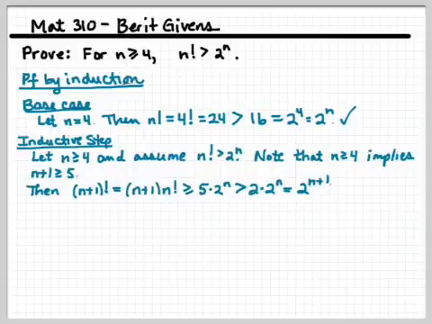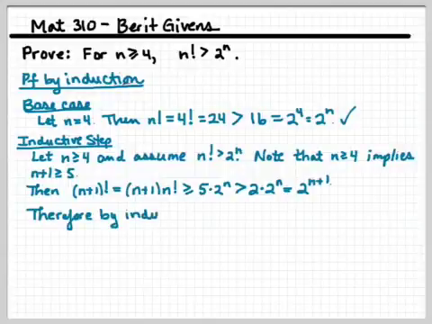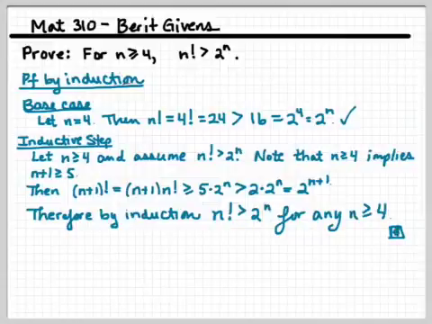Great, and that's exactly what we wanted, so we've completed our inductive step, and we can say, therefore, by induction, n factorial is greater than 2 to the n for any n greater than or equal to 4.